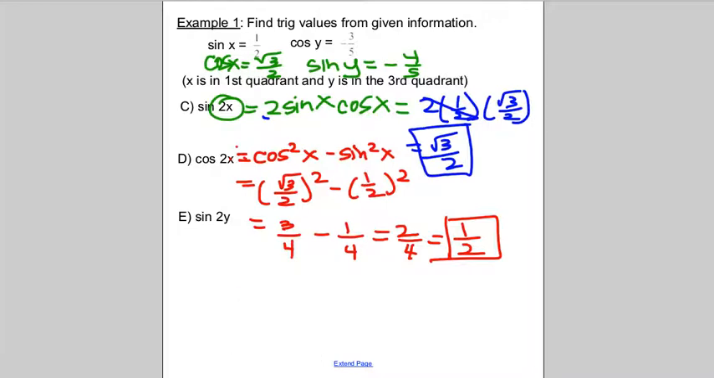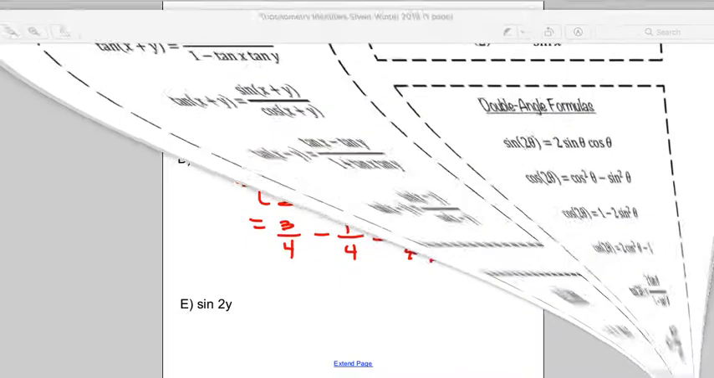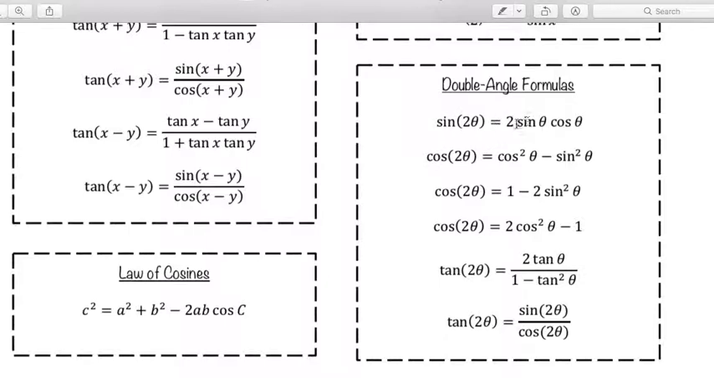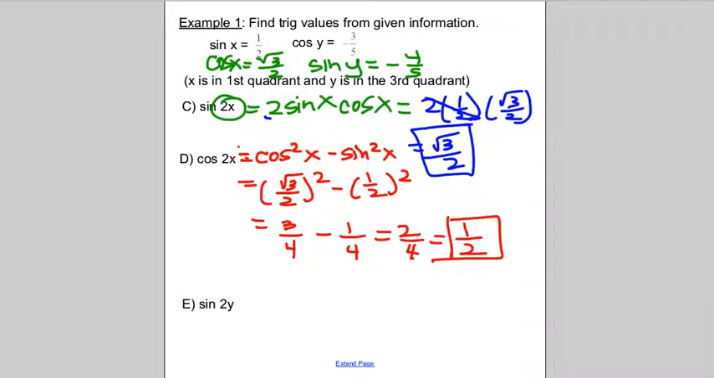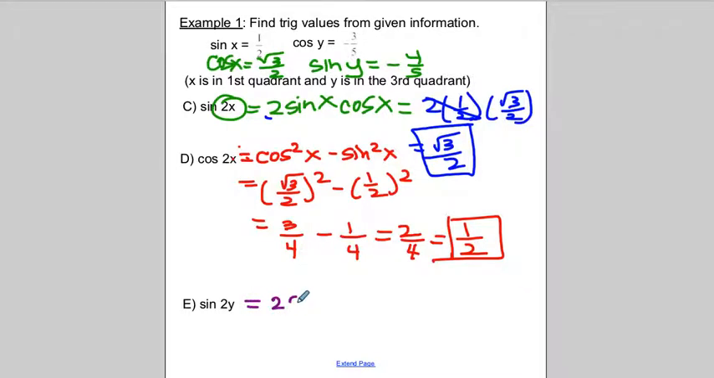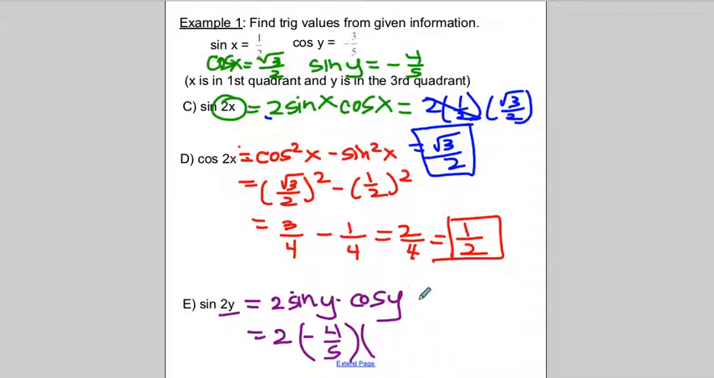Okay. Then the last one on this page is sine of 2y. Okay, so sine of 2y. So I'm going to use my double angle formula for sine. There's only one, so it's got to be sine. We're doing 2y, so it'd be 2 sine of y, cosine of y. Let's get a color here. There we go. So we got 2 sine of y times cosine of y. So now all of this stuff deals with y, so I'm going to use my y values. Okay, so my y values will have 2. Sine of y was negative 4/5, and cosine of y was negative 3/5.